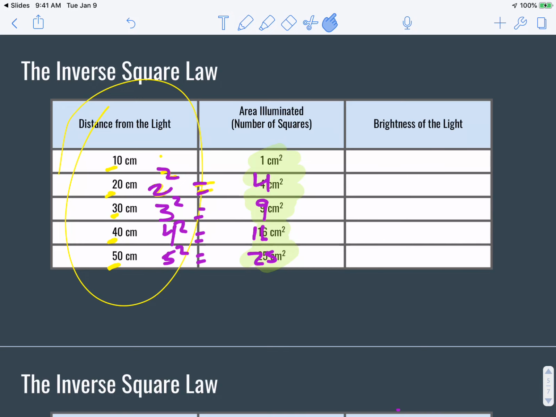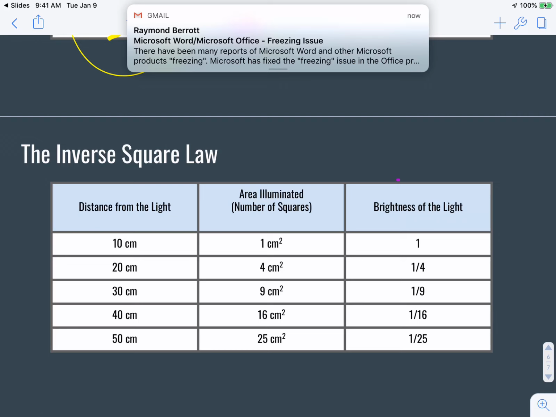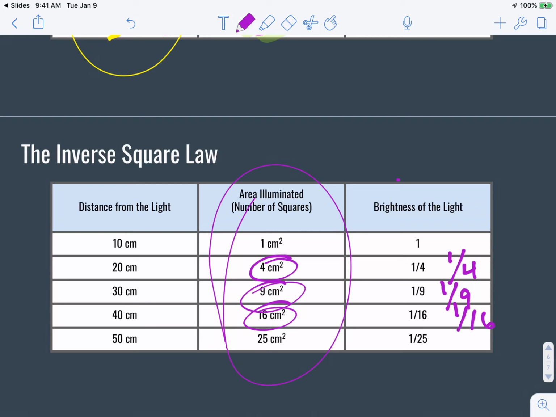All right, now let's continue talking about the brightness. This is where the inverse comes in, because as we have this number right here, the area illuminated, the brightness is now the inverse. All the inverse means is that if we have 4, it's the inverse of 4, which is 1 over 4. If we have 9, the brightness is going to be the inverse of 9, which is 1 over 9. 16, same idea, 1 over 16. So the brightness and the area illuminated are proportional by the inverse.